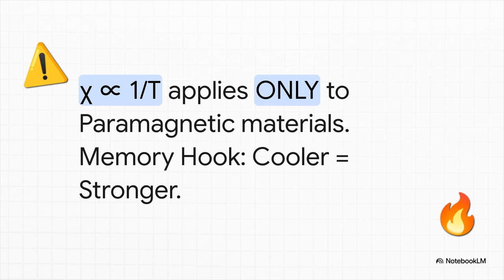Okay, I need you to listen very carefully right now. This is the number one trap that students fall for every single year. Curie's law, the one that says susceptibility goes down as temperature goes up, only applies to paramagnetic materials. Just remember, cooler equals stronger. But if it's not paramagnetic, you can't use this law. And please, for the love of physics, always convert your temperature to Kelvin.